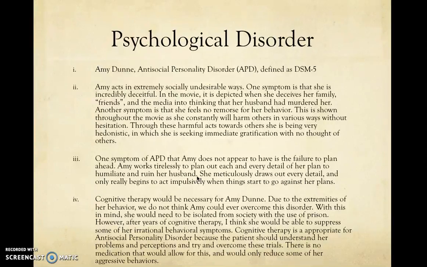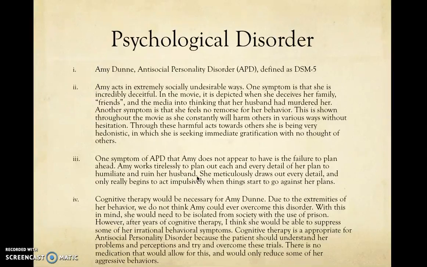This is shown throughout the movie as she constantly harms others in various ways without hesitation. Through these harmful acts towards others, she is being very hedonistic, seeking immediate gratification with no thought of others. One symptom of APD that Amy does not appear to have is failure to plan ahead. Amy works tirelessly to plan out each and every detail of her plan to humiliate and ruin her husband.